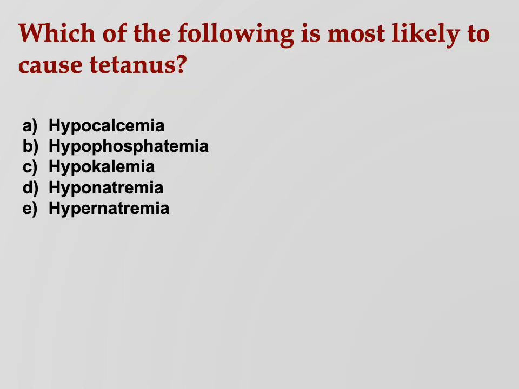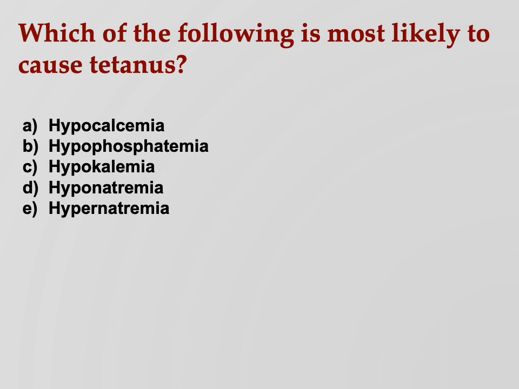Which of the following is most likely to cause tetanus? Remember tetanus. We're not talking about the disease. We're talking about the meaning of the word from Bio 201. Remember, it means a muscle contraction. So what's going to cause muscle contraction? Hypocalcemia, hypophosphatemia, hypokalemia, hyponatremia, or hypernatremia.